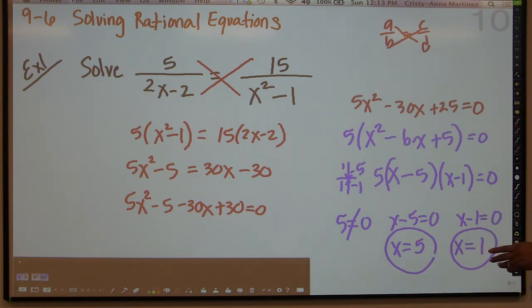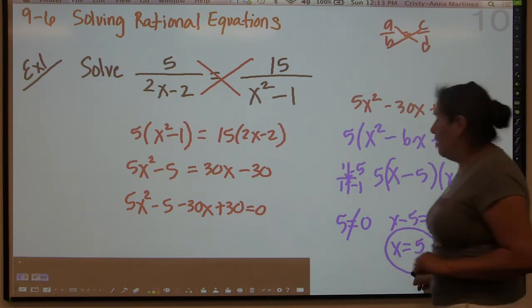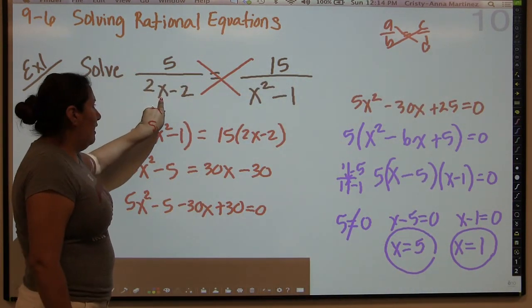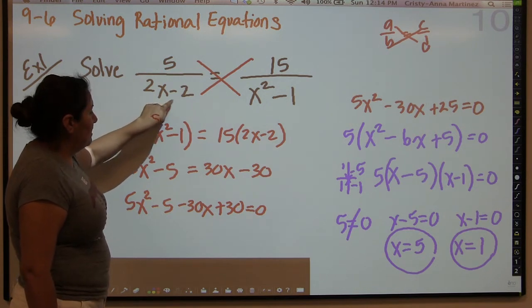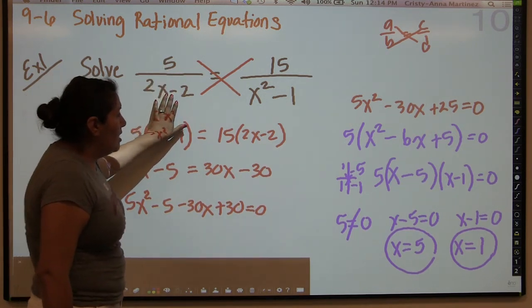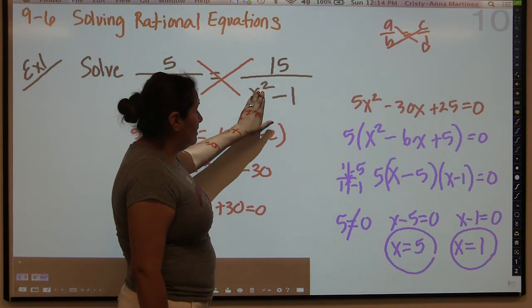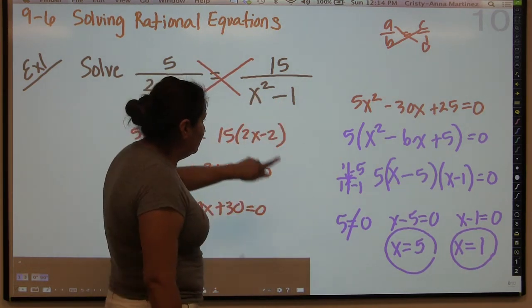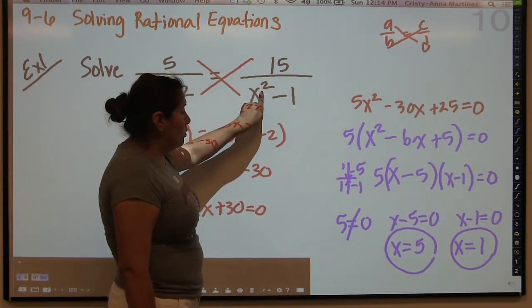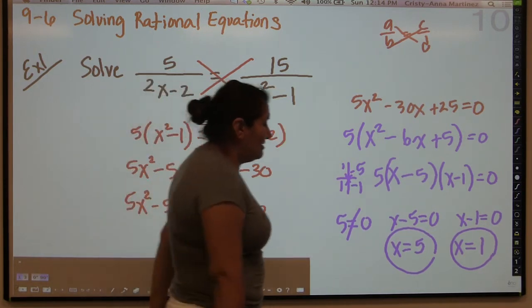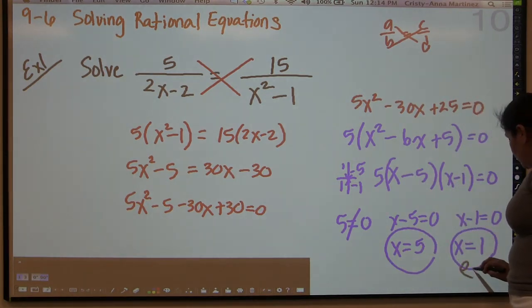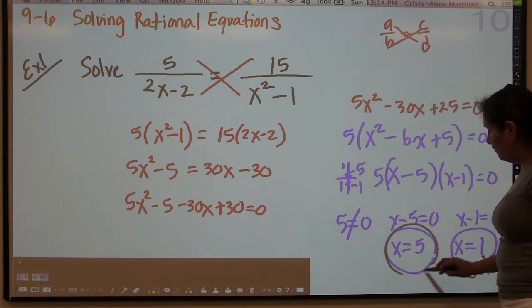And I will show you how this is a problem. The 5 is not a problem. When you plug 5 into the original equation, you get 2 times 5 is 10, and 10 minus 2 is 8, so that's 5 eighths, not a problem. When you plug 5 here, you get 5 squared is 25, 25 minus 1 is 24, not a problem. But when you plug 1 into this expression, 1 squared is 1, and 1 minus 1 is 0. So x equals 1 is what we call an extraneous solution. It does not work in the original problem. So the only solution we have is x equals 5.